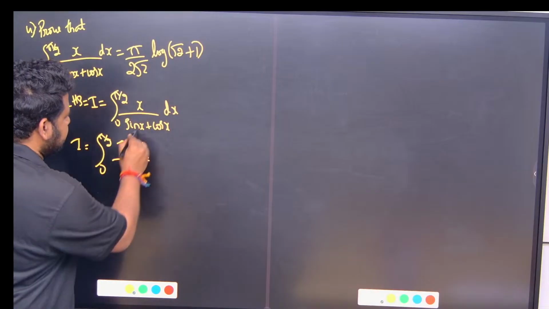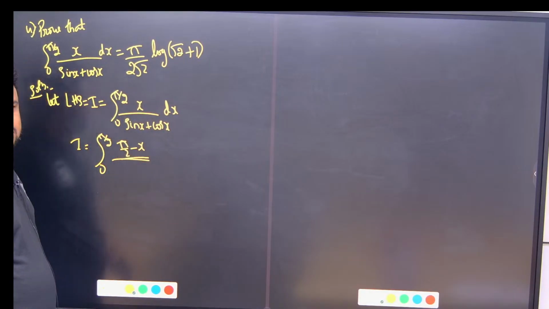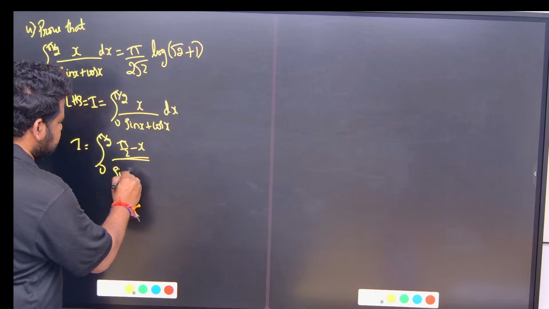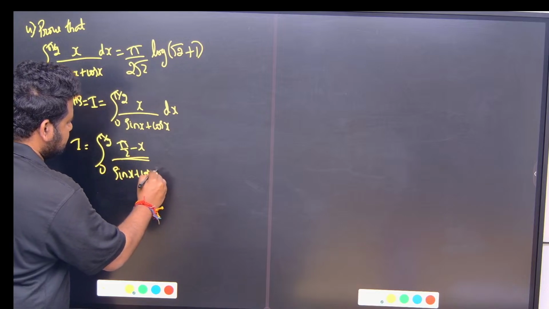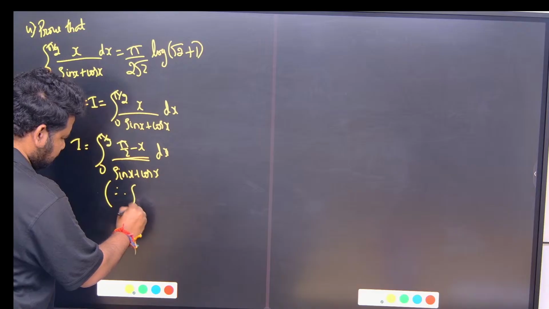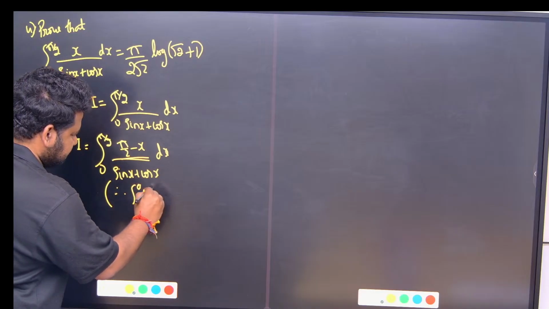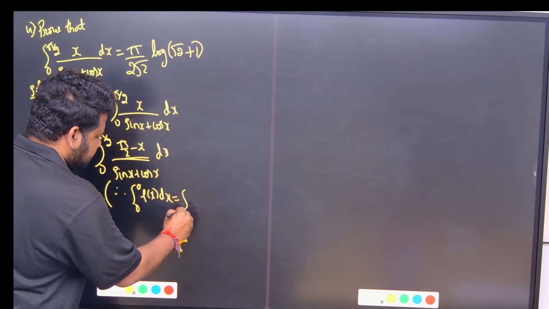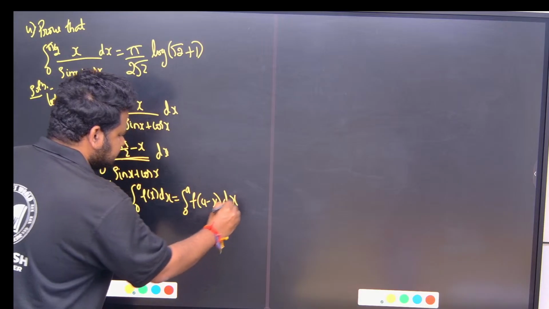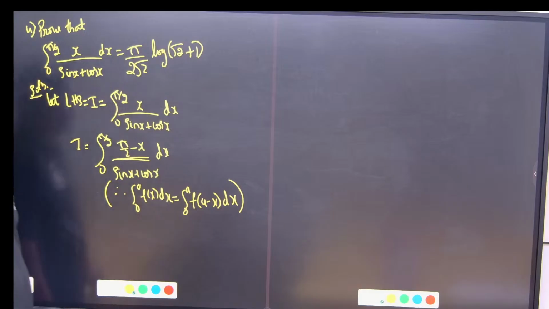So sin of pi by 2 minus x, cos of pi by 2 minus x. Sin 90 minus theta is cos theta, cos 90 minus theta is sin theta. So this will become again sin x plus cos x only, sin x plus cos x dx. Why am I writing this? Therefore I should write the reason. Therefore the integral from 0 to a of f of x dx is equal to the integral from 0 to a of f of a minus x dx.